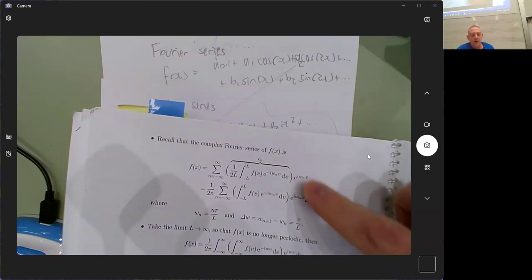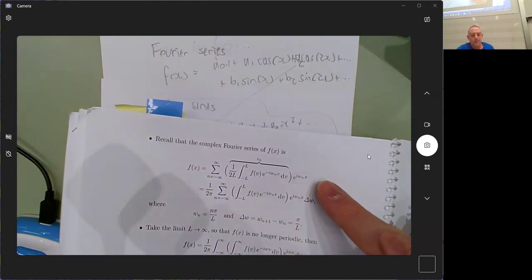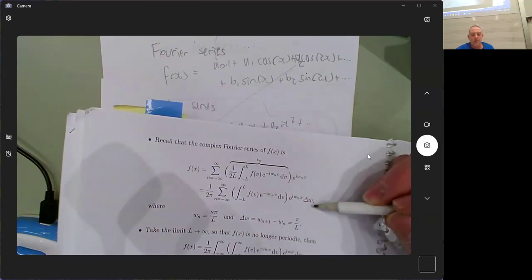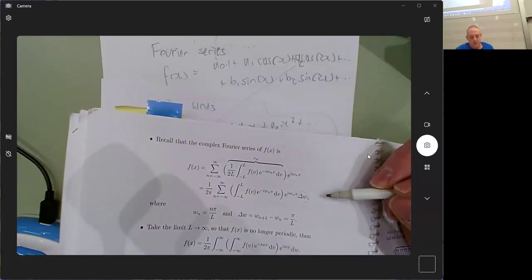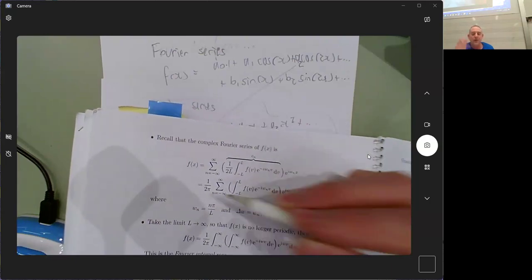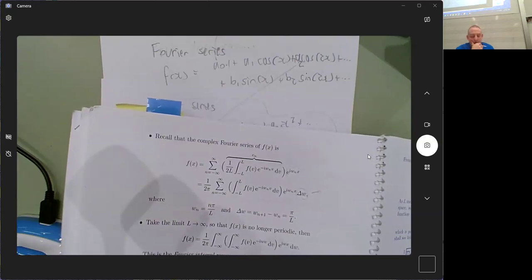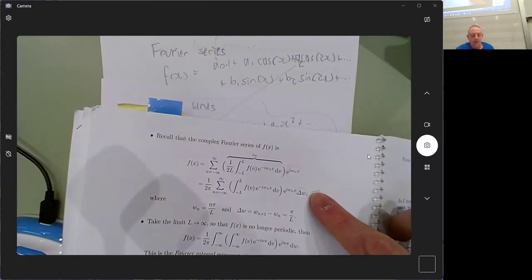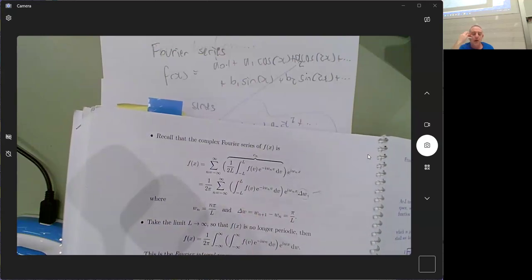What changed between here and here? The 2L disappeared, right? Yep, so this delta W is in fact pi on L, right? Oh, they've got that there, duh. Okay. Is pi on L. And then they pull the 1/12 outside and then split it into.